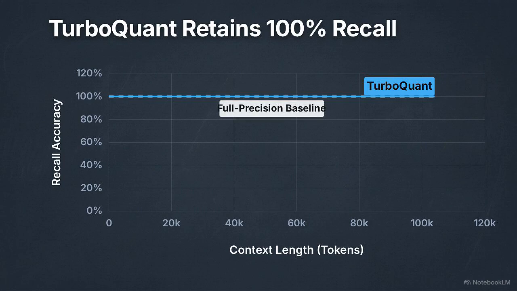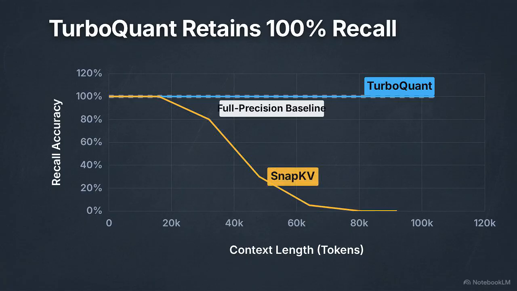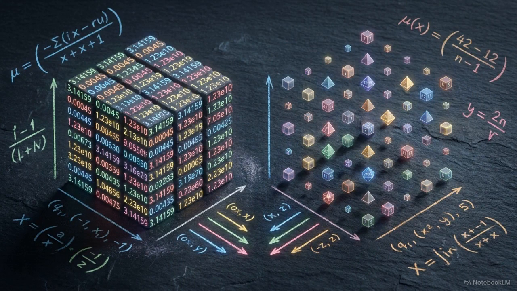This contrasts with leading token-level compression methods like SnapKV. At identical context depths, SnapKV's recall drops sharply after 16,000 tokens, failing to retrieve the hidden data. This is a mathematically lossy compression that produces results indistinguishable from a lossless system.